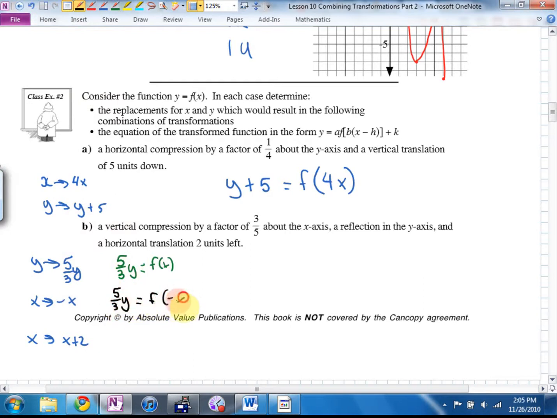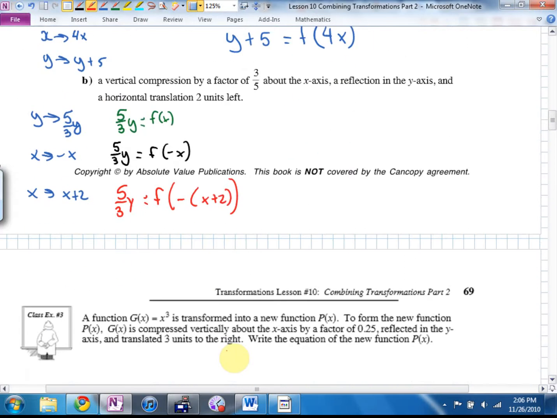But that's not my final answer. I would then replace the x with an x plus 2. This is going to be 5/3 y equals f of, there's the negative, and the entire x plus 2 has to be negative. I have to introduce some brackets here. If I don't, not correct. Is that better?